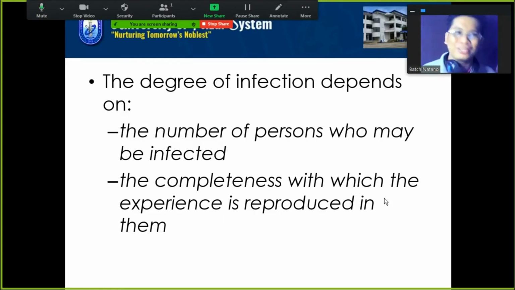Tapos meron dong line, this is art. This is art. I don't know kung anong ibig sabihin ng art. Pero again, that's subjectivity.